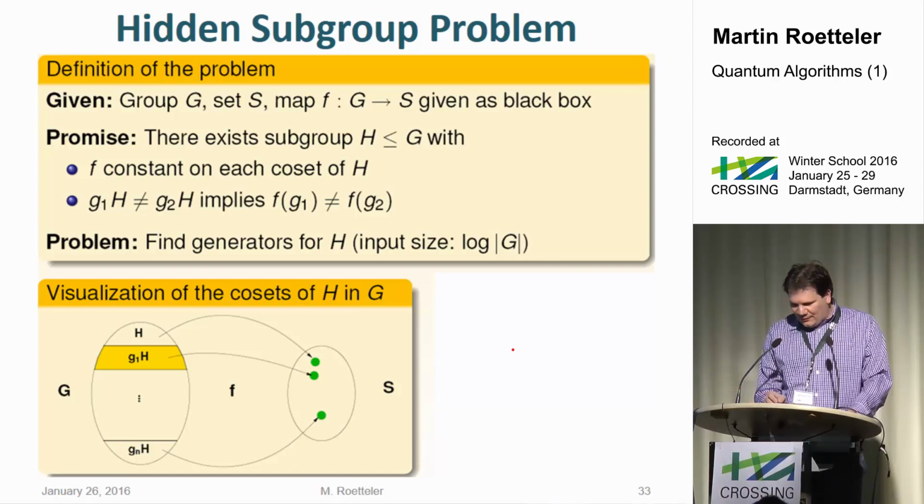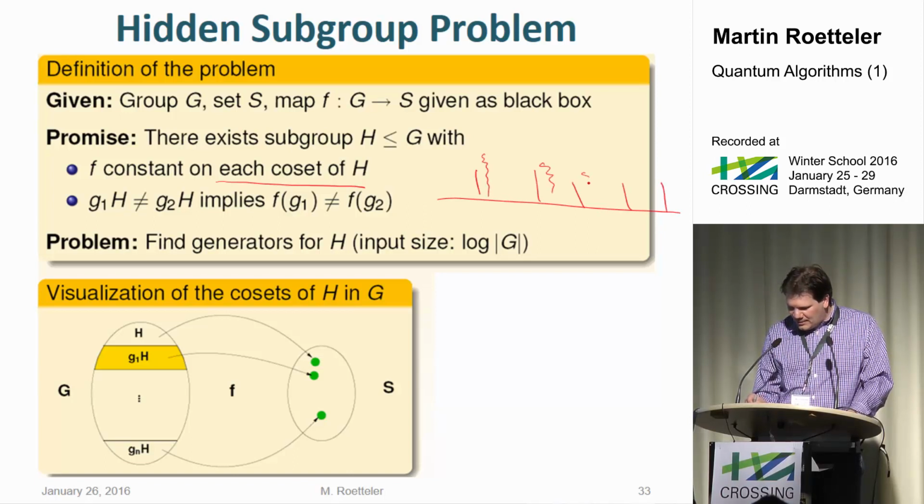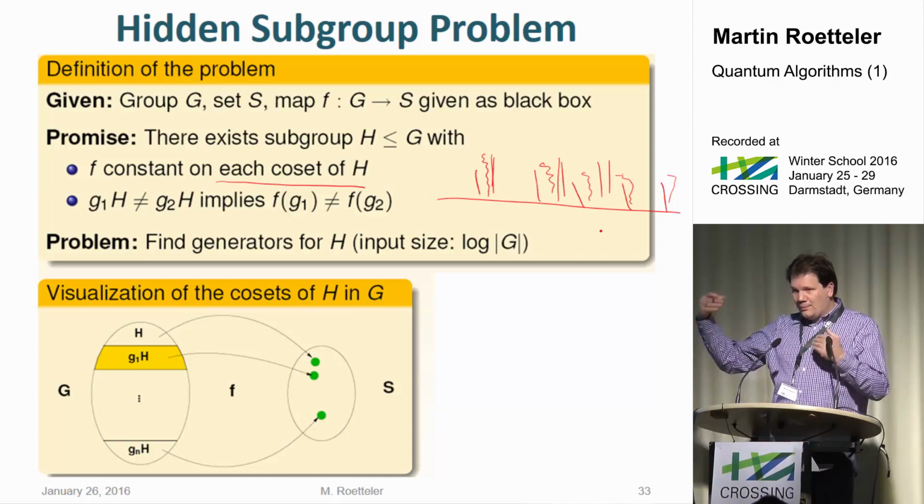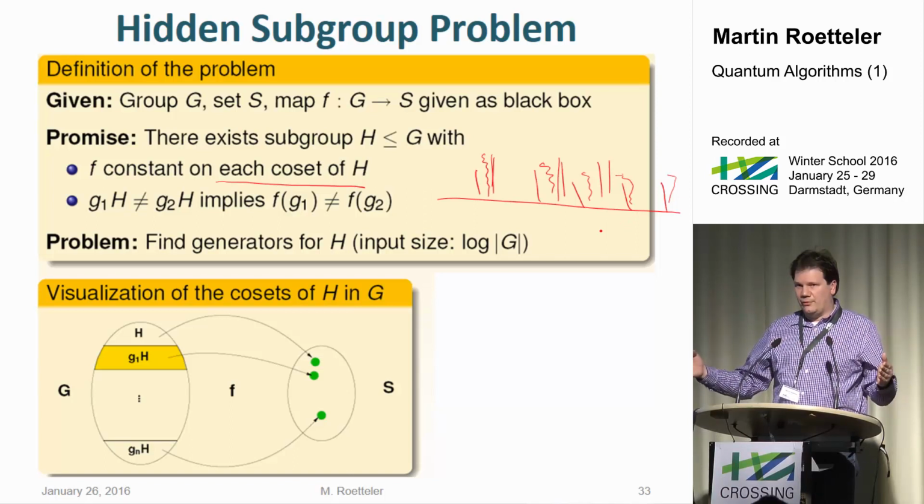So you want that the function is constant on cosets, right? That means you get peaks where it's constant, and if you're in a different coset, you want to have a different value. Maybe let me denote it like this. So if you're in a coset, you get a different function value. If you're in yet a different coset, you get yet another value, right? It's always shifted, so it's always a coset. So if you collapse the state, you will always get a superposition of a coset.